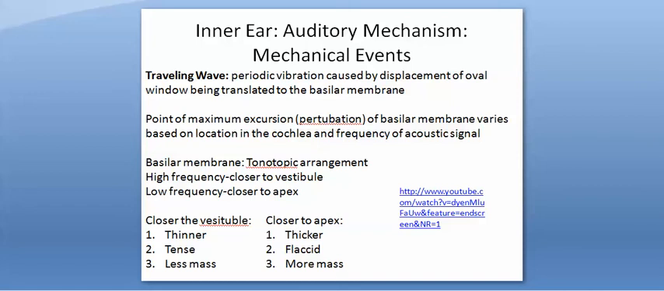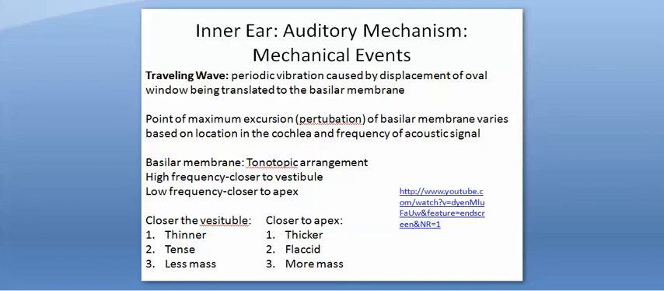So closer to the vestibuli, you're going to have a thinner, tenser, and less massy basilar membrane. Okay, and closer to the apex, you're going to have a thicker, flaccid, more massy basilar membrane. So there's this tonotopic relationship or arrangement of the basilar membrane.